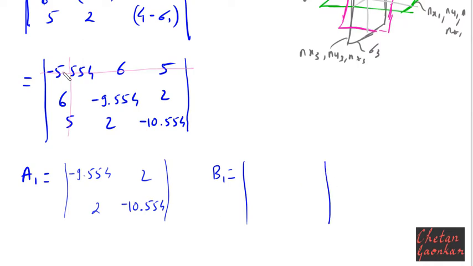In order to find b1, I will neglect the first row and second column. What is remaining with me after neglecting the first row and second column? The values which remain with me are now 6, 2, 5 and minus 10.554.